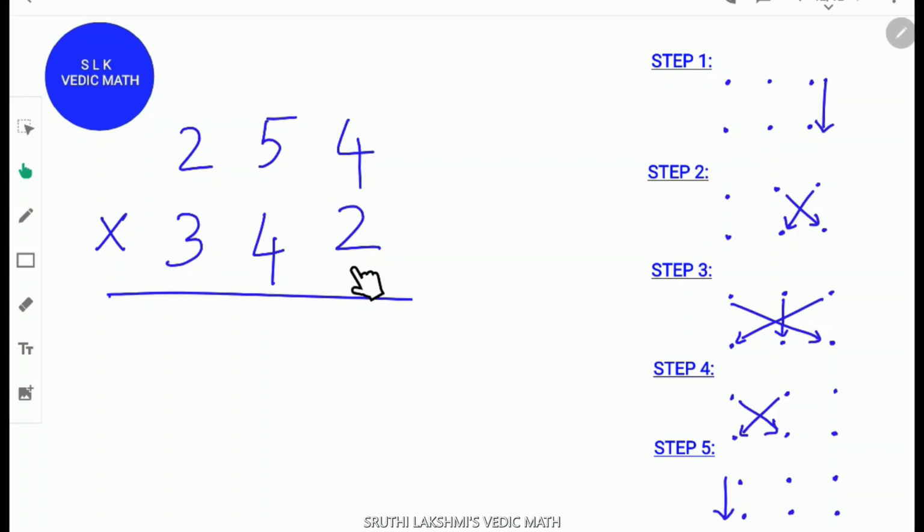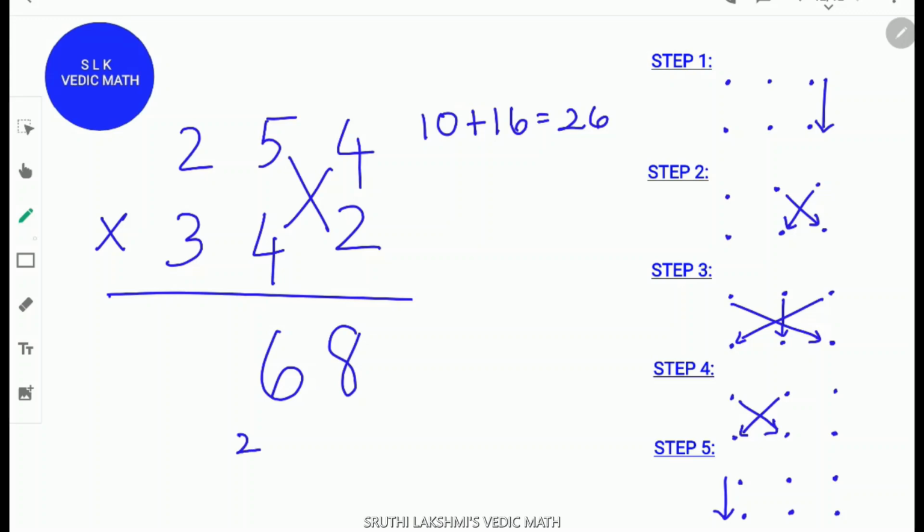Let's try a 3-digit example. 254 times 342. First, vertically multiply these two numbers. So 4 times 2. 4 times 2 is 8. So write down 8. Next, cross multiply these two numbers. So 5 times 2 plus 4 times 4. 5 times 2 is 10 and 4 times 4 is 16. So 10 plus 16 is 26. So we write down the 6 and carry the 2.